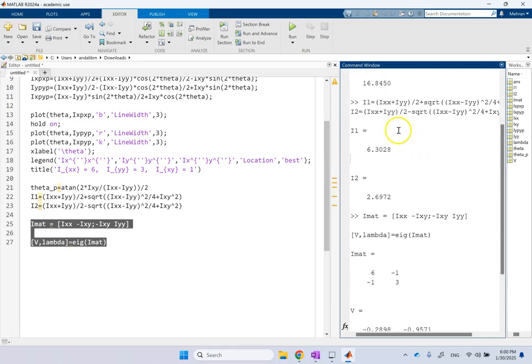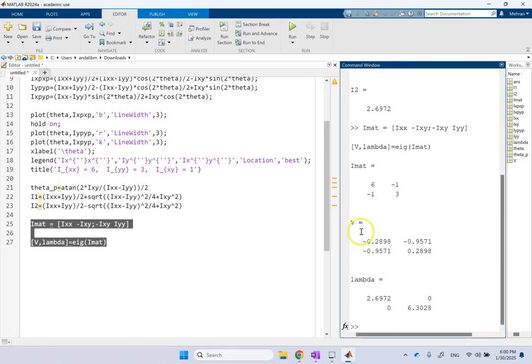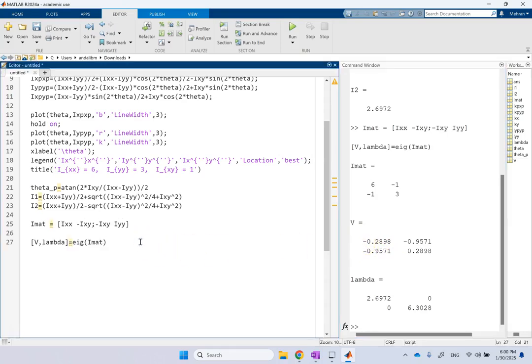Now you might say, what about theta p? What about this angle? Can you get that? Well, yes. Here, the first column corresponds to this number, and the second column corresponds to this number. Okay, what angle are these? So if your vector is negative 0.289i, negative 0.957j, what's the angle for this vector? Can I find it? Well, let's find out.